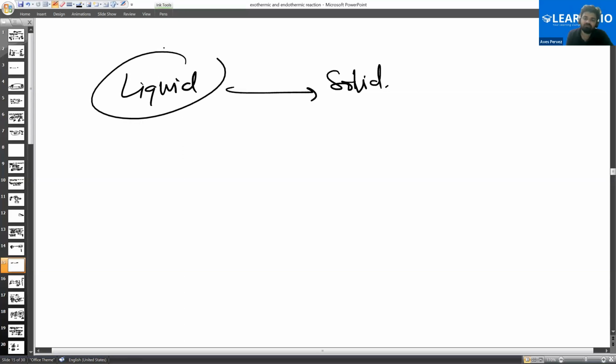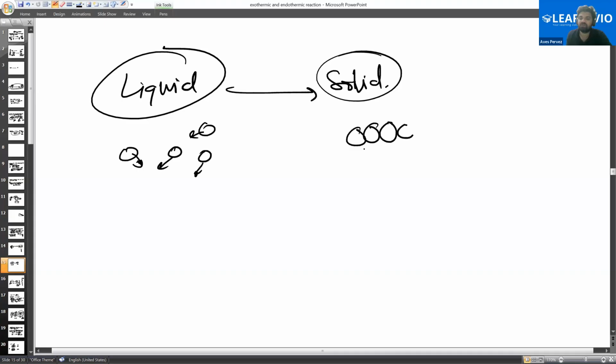Why? Because this is liquid. When liquid is converted into solid, the particle energy of liquid is more as compared to solid. So when liquid gets converted into solid, its particles come from higher energy to lower energy, and the difference of energy will go into the environment. We keep it in the refrigerator. Why are we keeping it in the refrigerator? The refrigerator absorbs the heat of water and converts it into ice.